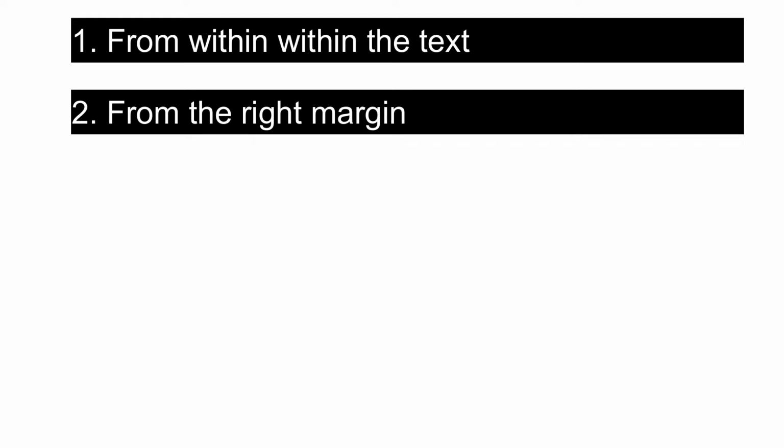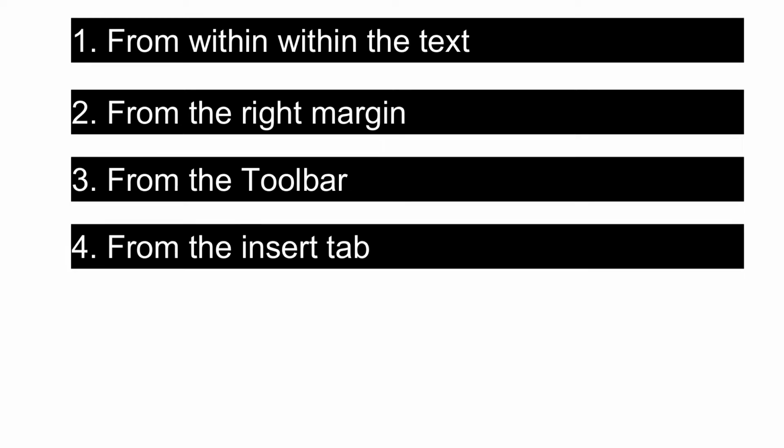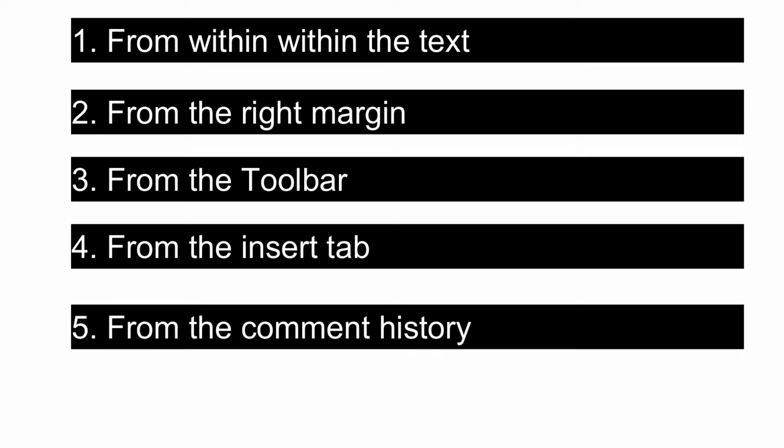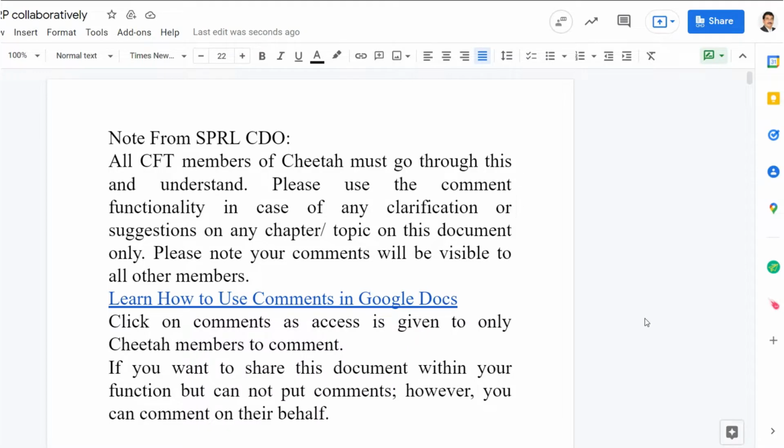There are 6 methods to insert a comment in Google Docs. 1. From within the text. 2. From the right margin. 3. From the toolbar. 4. From the Insert tab. 5. From the comment history. 6. With the keyboard shortcut. We are going to walk through all 6 methods so that you can choose any one. Don't worry, it won't take very long at all.